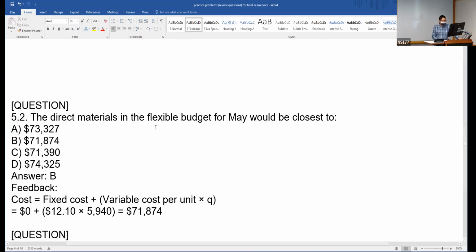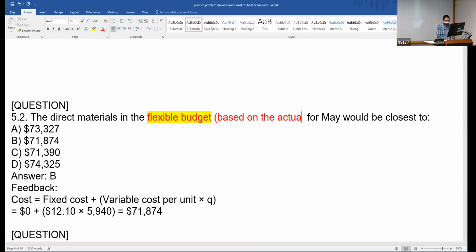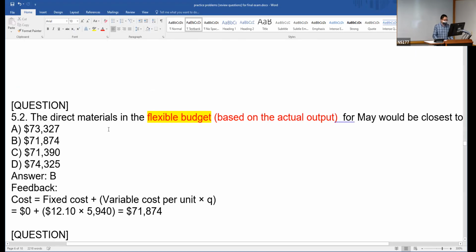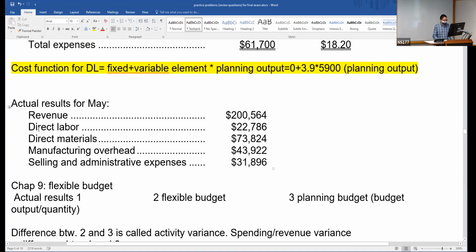Now you should be very careful. Now this is the flexible budget. It's the developed material cost in the flexible budget. If it's the flexible budget, it's very flexible because it's based on the actual output. That's why now we still use the same formula. So for developed materials, the formula is here.